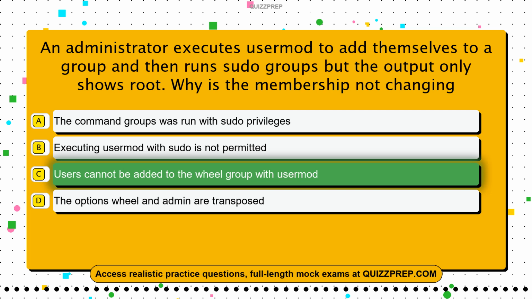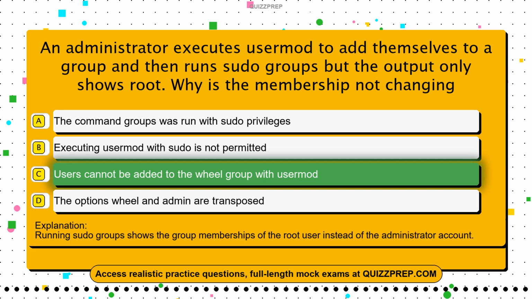The correct answer is option C. Users cannot be added to the wheel group with usermod. Running sudo groups shows the group memberships of the root user instead of the administrator account.